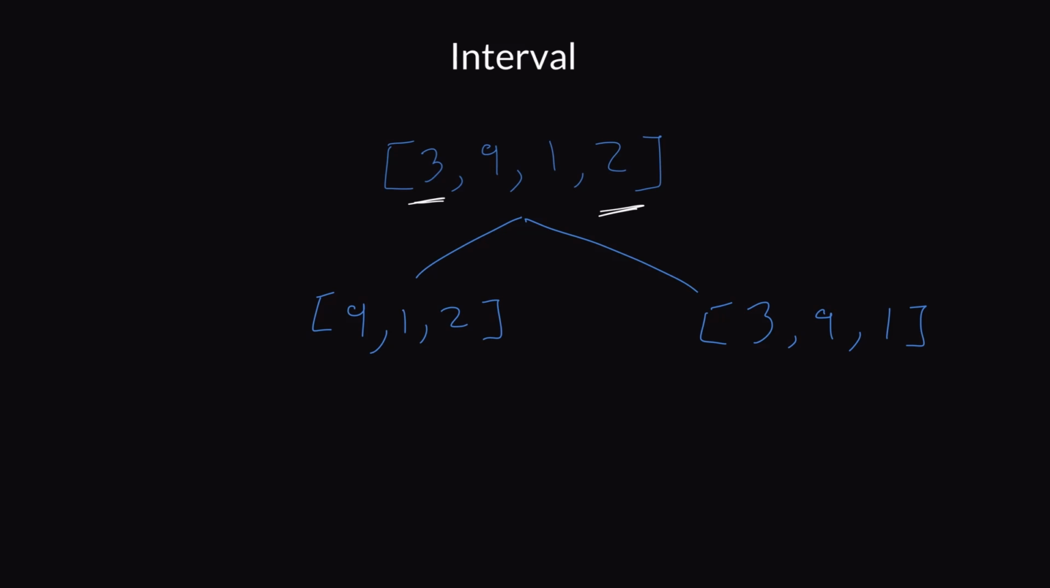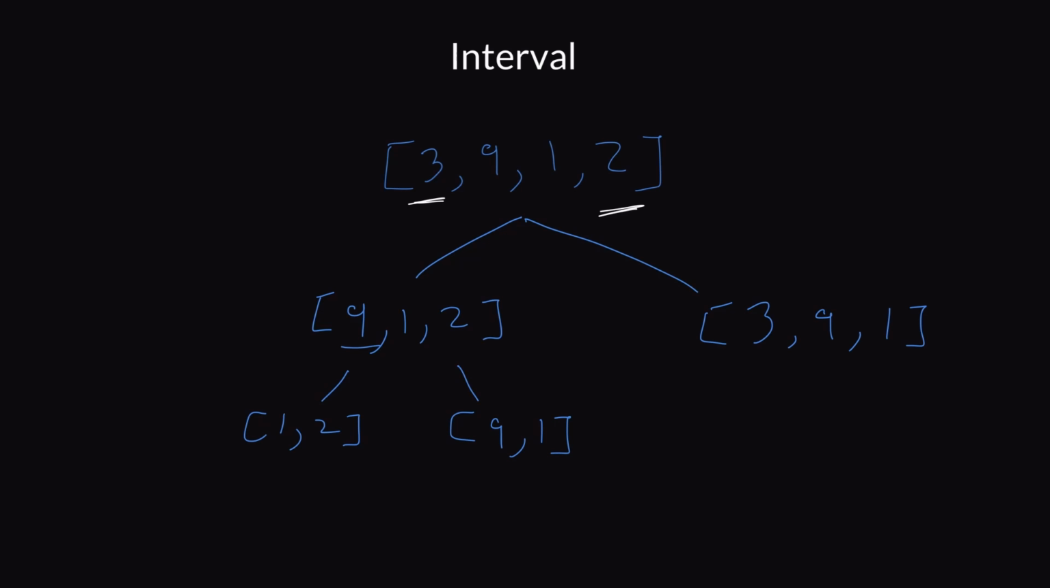Then player 2 gets to make their choice, and the process repeats. If player 2 decides to take 9, then we have 1 and 2. Or if they take 2, then we're left with 9 and 1.